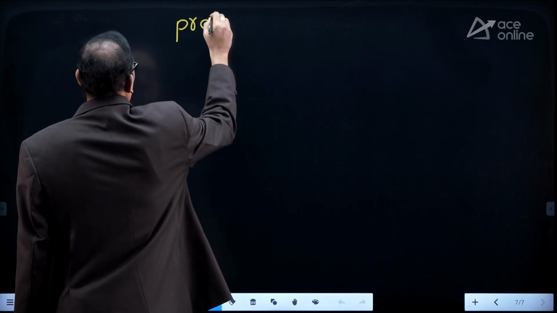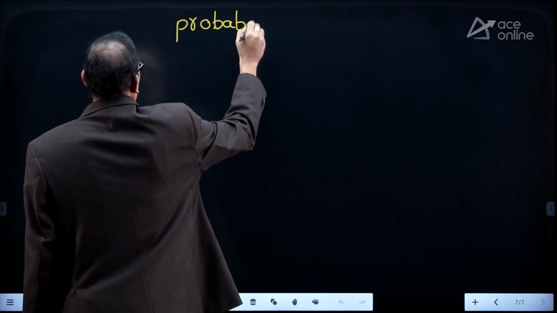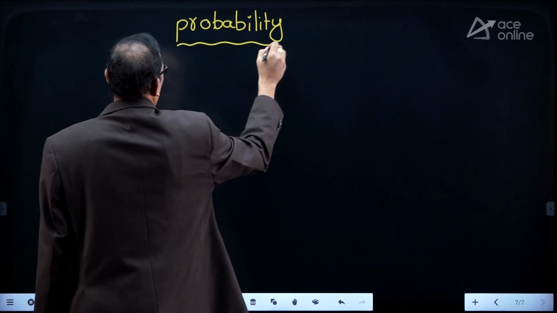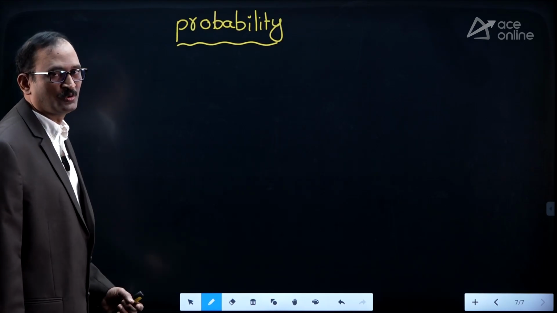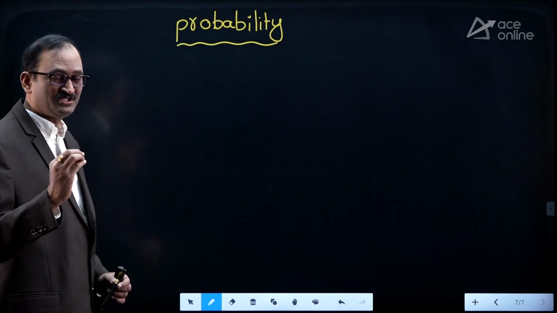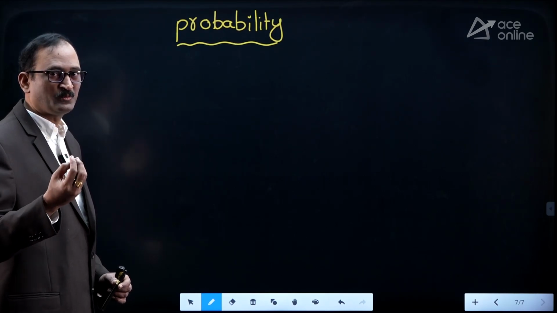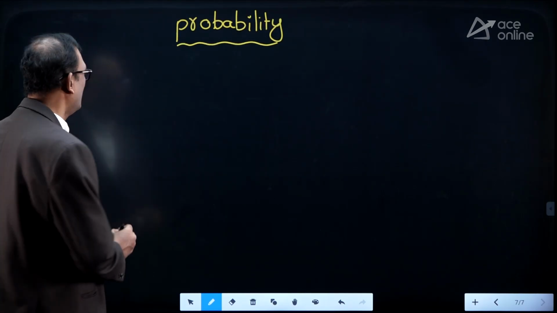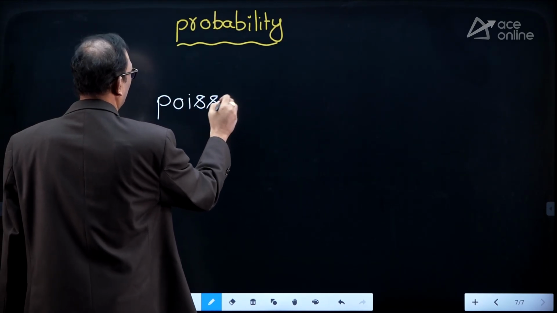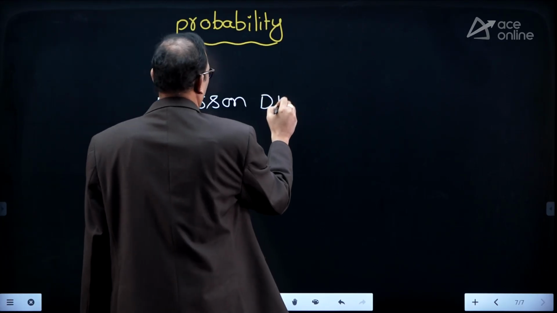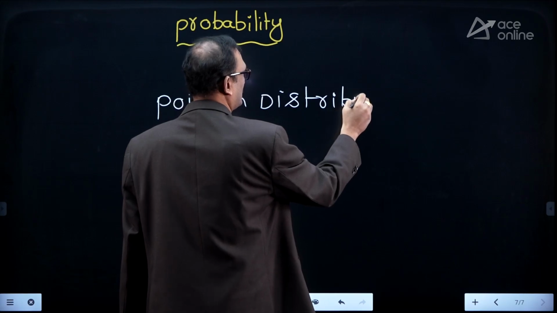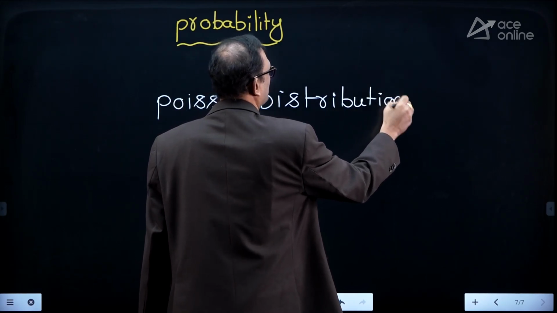So in probability, we cannot say this is important, this is not important. In probability, you have to prepare everything. But for mechanical engineering and civil engineering students, the most important and most expected topic is Poisson distribution. Poisson distribution, very important and most expected topic both for mechanical and civil engineering students.